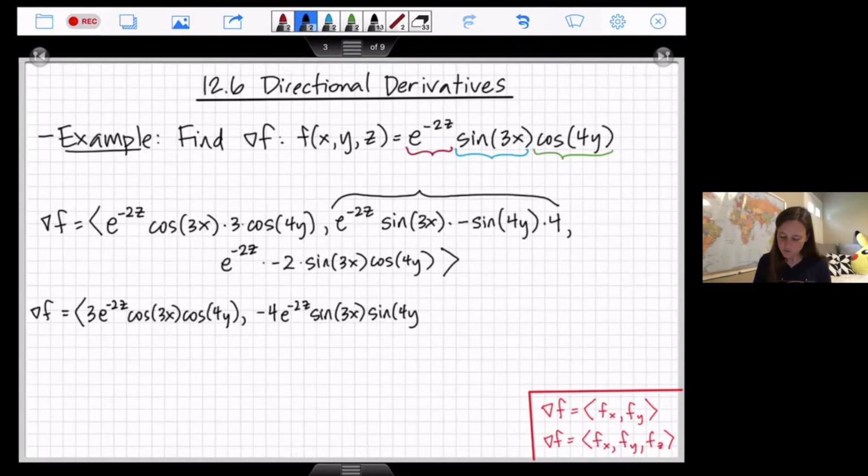We already did the first term, and now we're on to our third component, which was our middle line there, where e to the negative 2z, we took the derivative. Let's pull that negative 2 out in front. So negative 2 e to the negative 2z sine 3x cosine 4y. Whew, got it all in one line. All right, so that's our gradient.